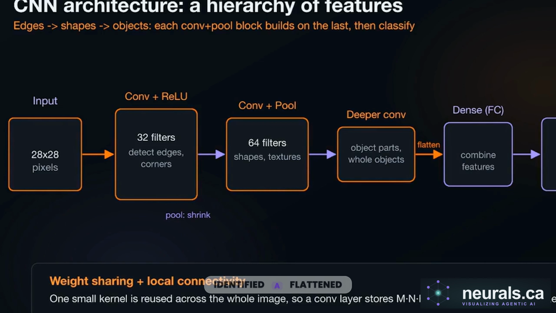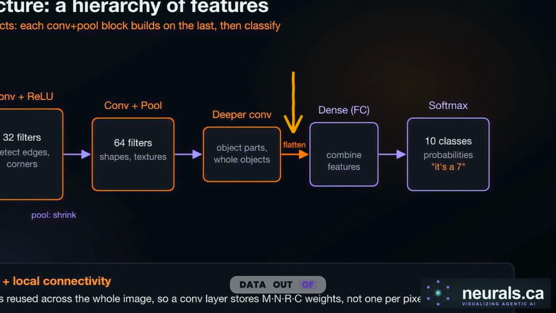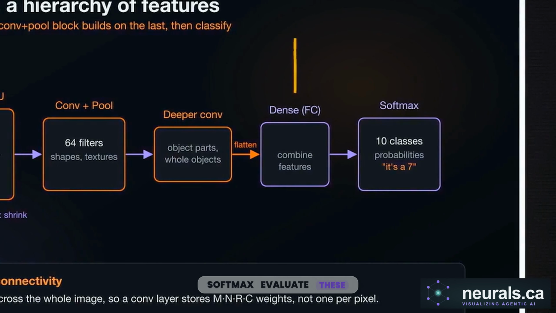Once shapes are identified, a flattened layer rips the data out of its spatial grid, stretching it into a one-dimensional vector. That vector feeds a dense layer with softmax activation. Softmax evaluates these features, generating exactly 10 probabilities for our numerical digits.